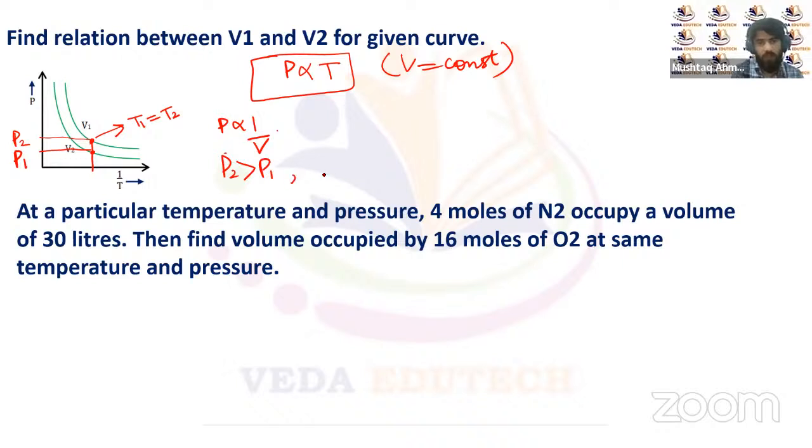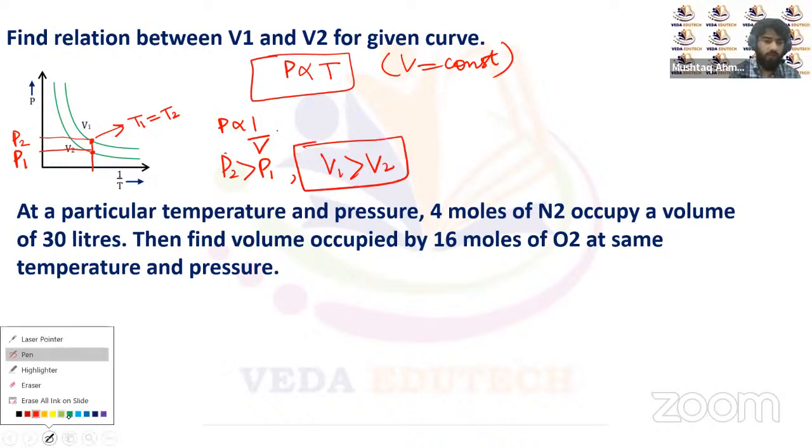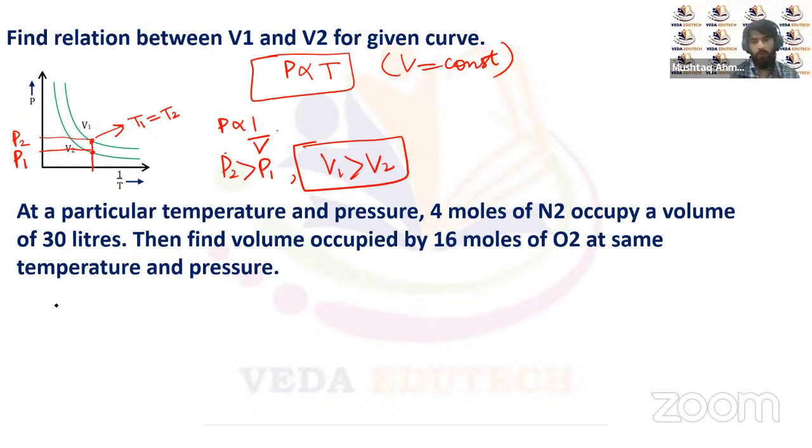It means that V1 has to be greater than V2, right? So this is the conclusion here: the volume in the first graph will be greater than the volume in the second graph. So V1 has to be greater than V2. Now let's move on to the next question.